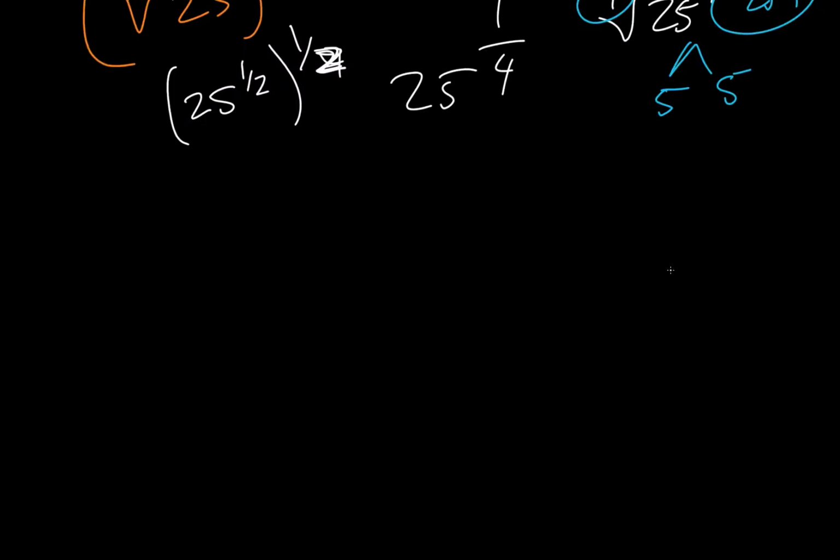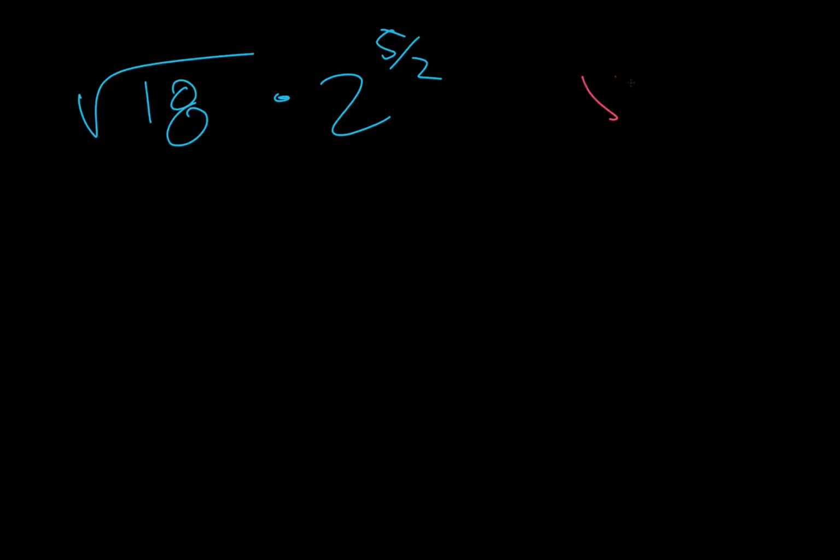Okay, let's move on to another type of problem that you'll see. So we have the square root of 18 times 2 to the 5/2. Our goal here is we want these to look like the same thing, like we want to have an x to the a times x to the b. So we need these bases to be the same. So we're hoping that we can write the square root of 18 as something like 2 raised to an exponent. That's our goal. So what we're going to do is just break up the 18.